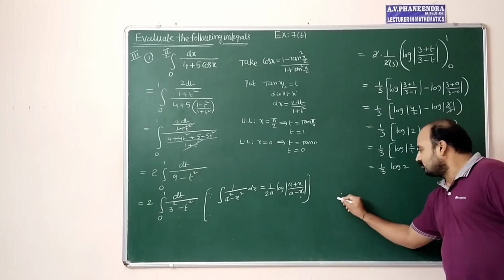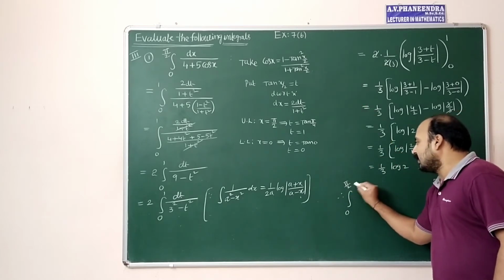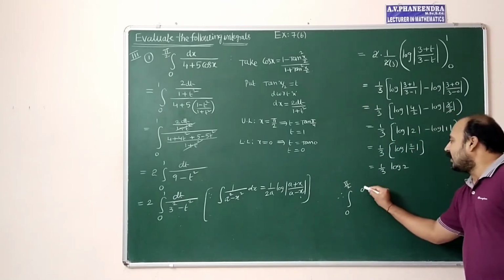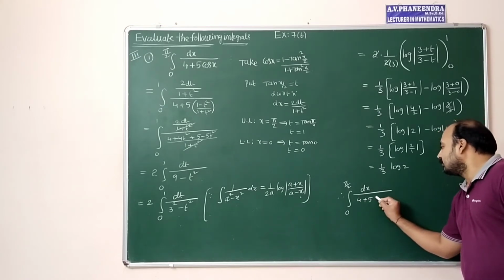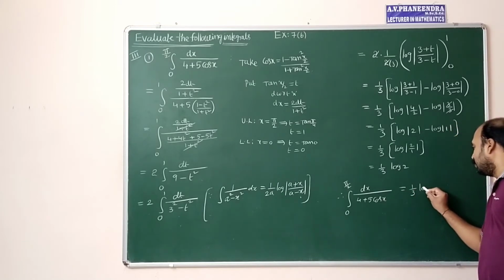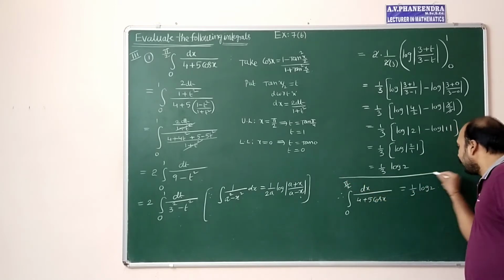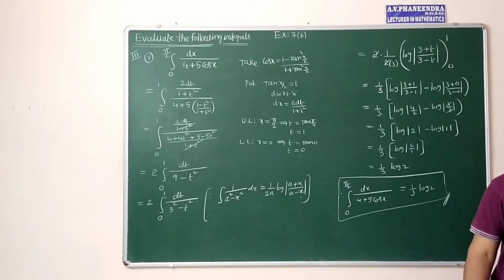Therefore integral 0 to pi by 2, this is the conclusion step, dx by 4 plus 5 cos x is equal to 1 by 3 into log 2. Hence the result.